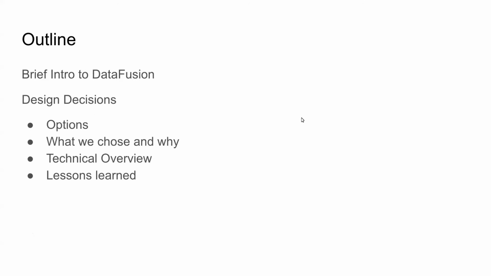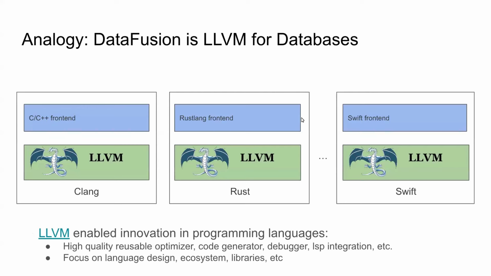So the way I'm going to do this, I'll talk briefly about what DataFusion is so that you have some context, but then I'm going to spend most of the time talking about the different design decisions, and use that as a way to describe the different aspects of building an analytic system. And of course, then what we learned and why. So without further ado, I'll give you my pitch for what DataFusion is.